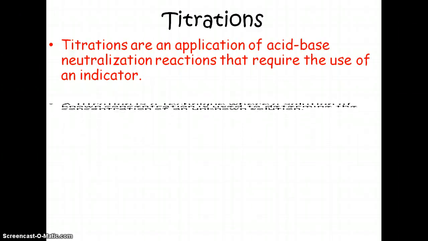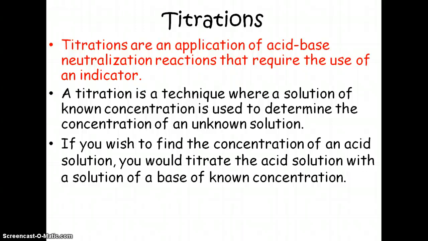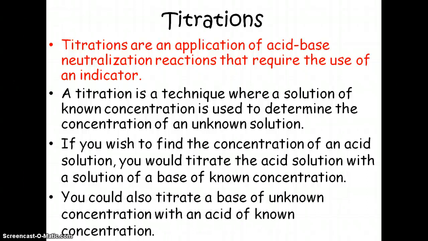It is a technique that allows us to have a solution that we know the concentration of, and then we use that to determine the concentration of an unknown solution based on some stoichiometry calculations. If you are trying to find the concentration of an acid, you would titrate that with a base that you know the concentration of. And if you were trying to titrate a base that you didn't know the concentration of, you would do that with an acid that you did know the concentration of. So you either have to know the concentration of the acid or the base, okay? And then you're trying to find the other one, whichever one you don't have.